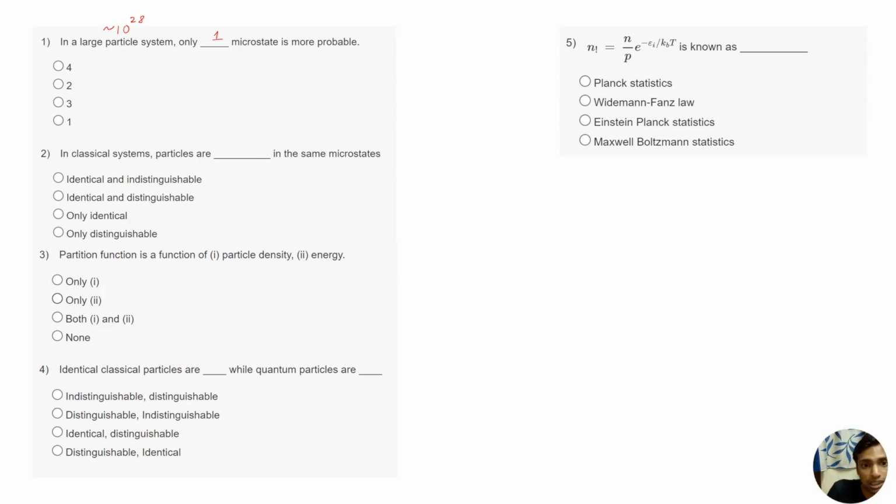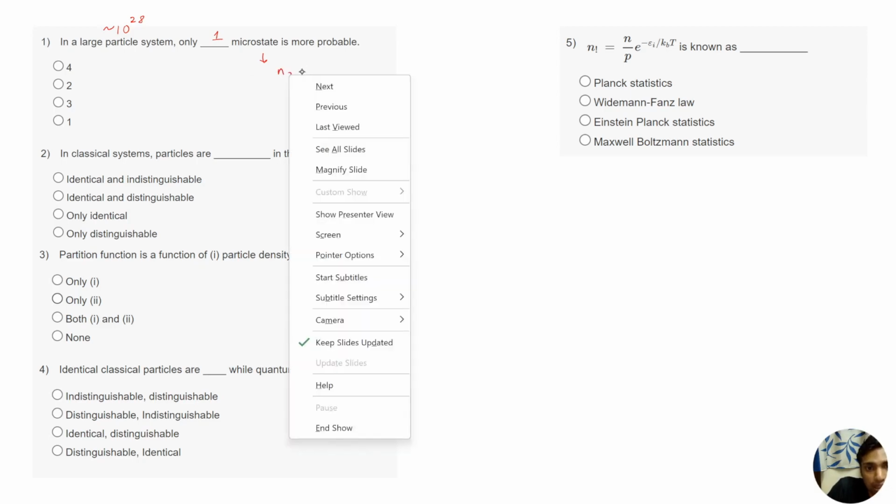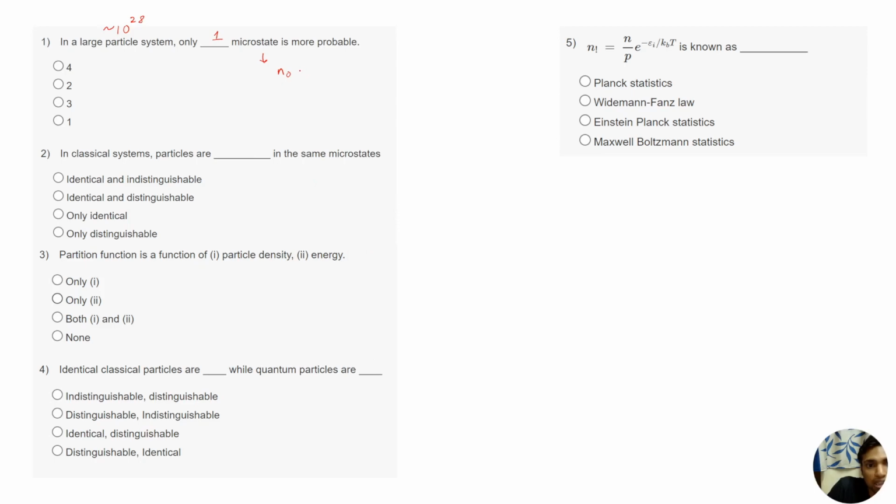When I say microstate, it corresponds to this mapping. So N0 particles are in energy E0, N1 particles are in energy E1, and N2 particles are in energy E2. It is this mapping that we are talking about when we talk about a microstate. Is that clear? Yes, now clear.